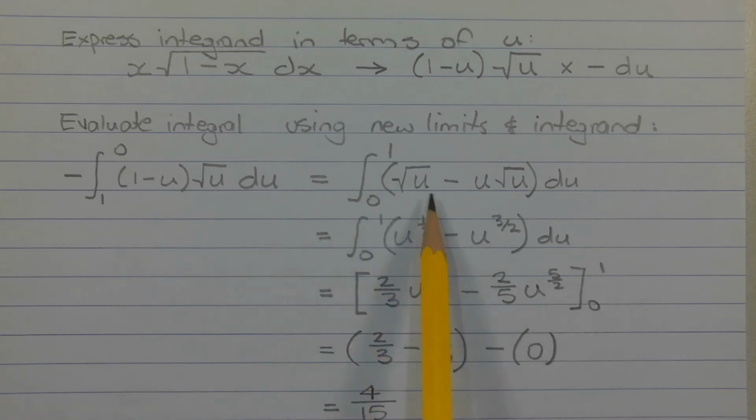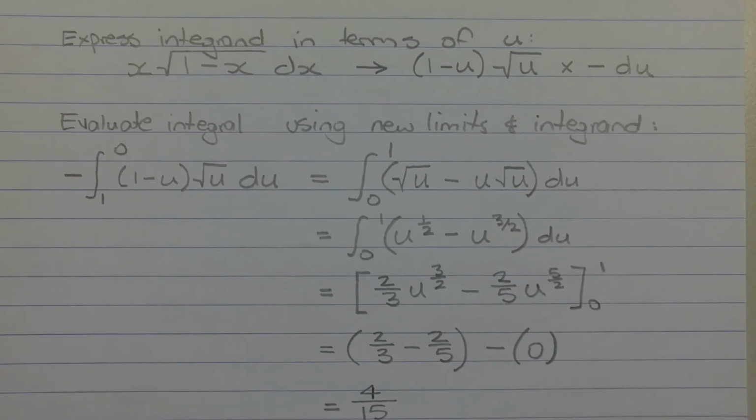Before we can integrate this expression, we need to write the surds in index form. So rewriting, this integral becomes the integral from u equals 0 to u equals 1 of u to the power of 1/2 minus u to the power of 3/2 du.